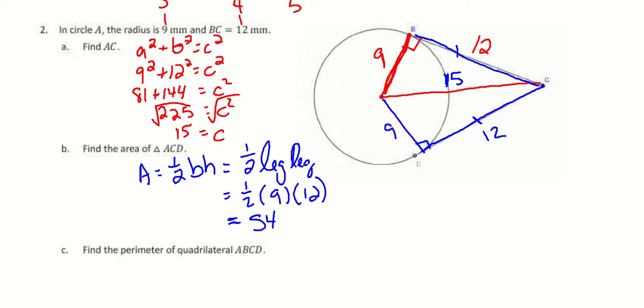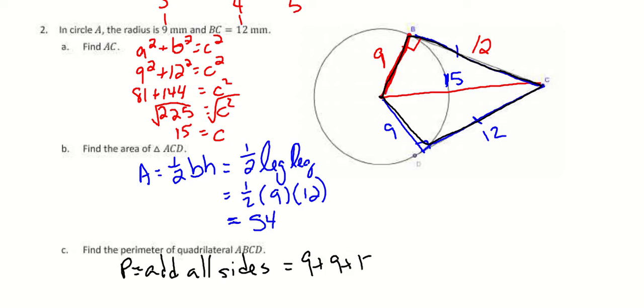And then find the perimeter of quadrilateral ABCD. That's just find all the side lengths going all the way around. ABCD would be this guy. Okay. Remember, perimeter is just add all the sides. And so this is just going to be 9 plus 9 plus 12 plus 12 plus 15.